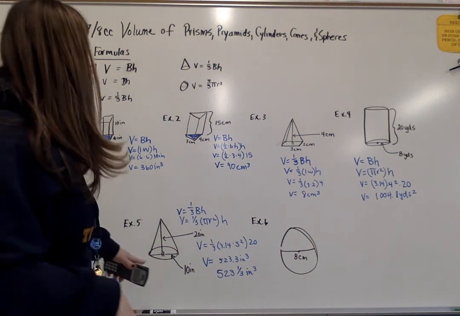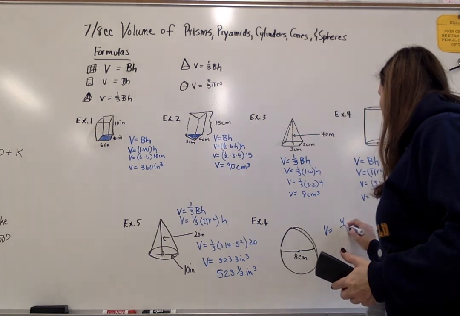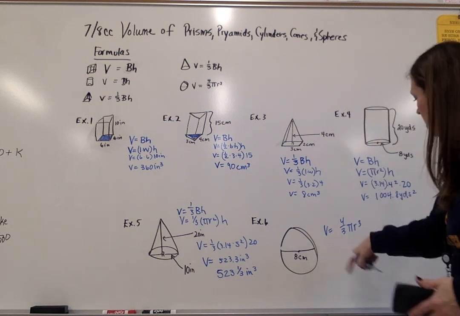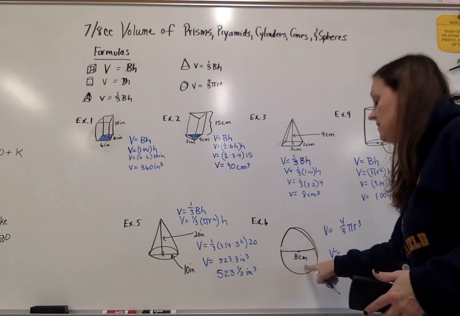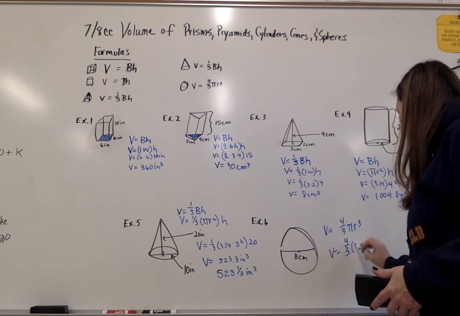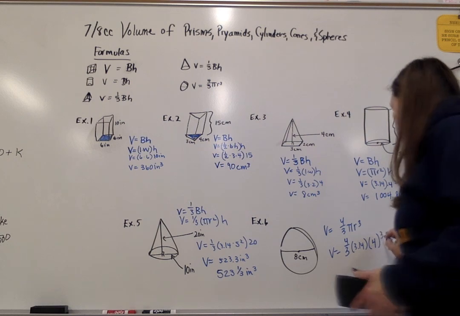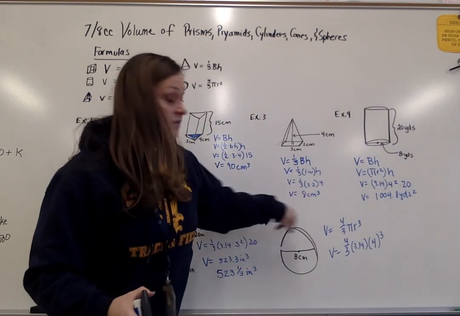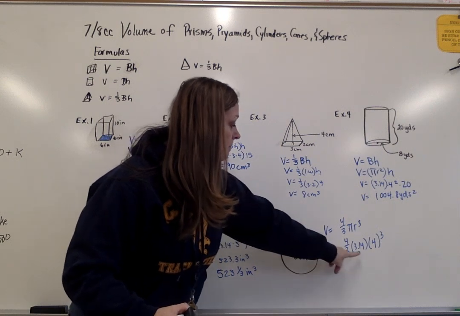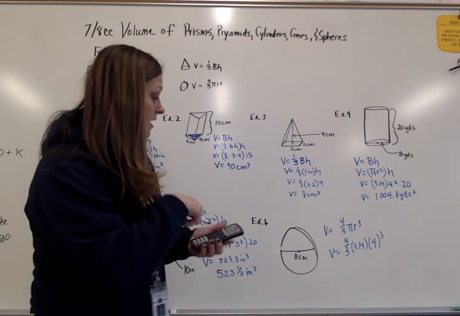The last one, this is a formula that you're going to need to make sure you know. So this is a sphere, and it's 4/3 times pi times radius cubed. So they gave me diameter. I need radius. 4/3 times 3.14 times 4 cubed. So sphere formula. I've gone ahead and plugged in 3.14 for pi. I've identified the radius by taking the diameter in half.